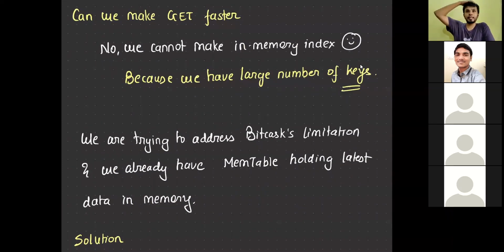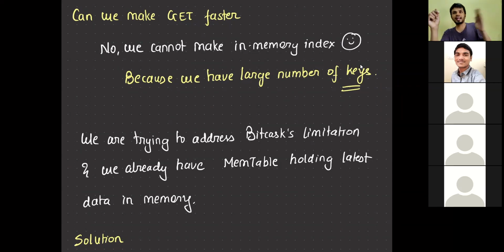So the limitation of Bitcask was that we had to keep everything in memory, all the keys in memory. With that, this was the restriction. But now if you are building something that would make Bitcask better, in this particular storage, we can't have this sort of limitation. All the keys have to be stored in memory.